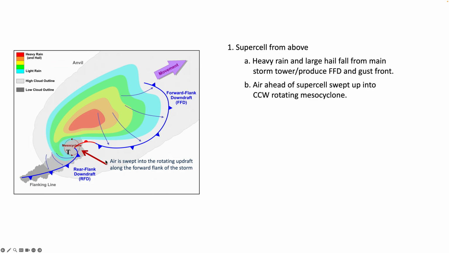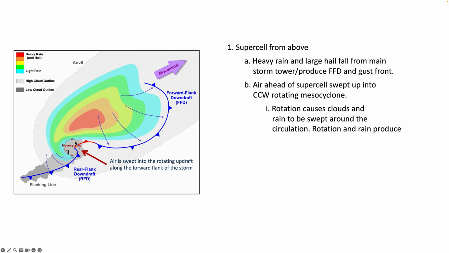Now, what we see is that the air ahead of the storm is swept into the rotating updraft along the forward flank of the storm. So I've put in this red arrow. You won't see this in the text when you're reading your book. I added this, as well as this verbiage right here. So the air is swept into the rotating updraft along the forward flank of the storm and our rotating mesocyclone. So here's our rotating mesocyclone, and you can see the counterclockwise circulation.